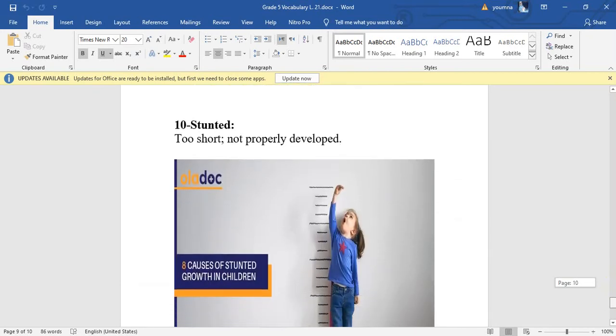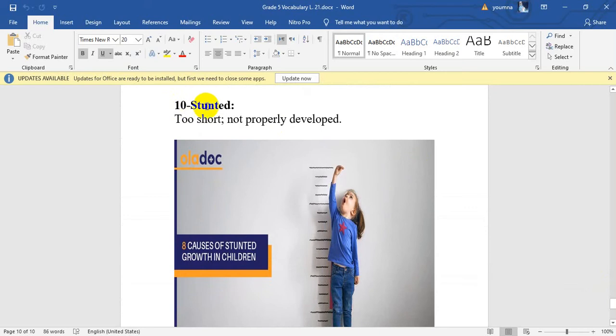Then let's move to number 10. Stunted. Stunted, it means too short or not properly developed. So he is not tall enough. Okay, so too short or not properly developed. So this child is really stunted. Okay, so too short. Like that, we have finished our 10 vocabulary words of 21.